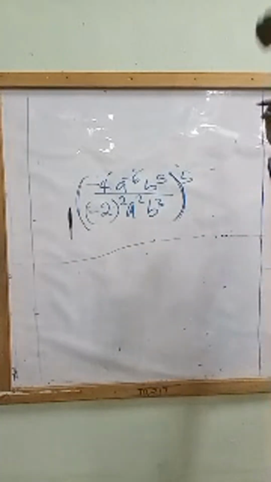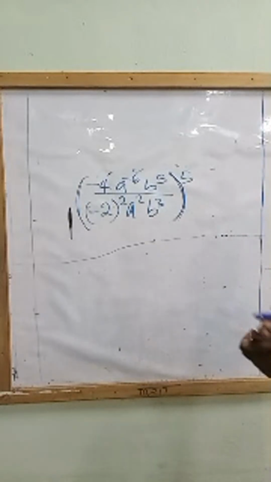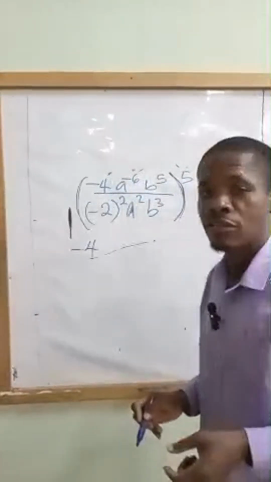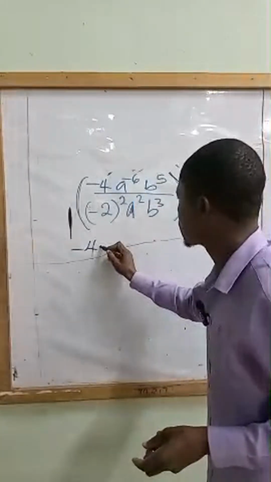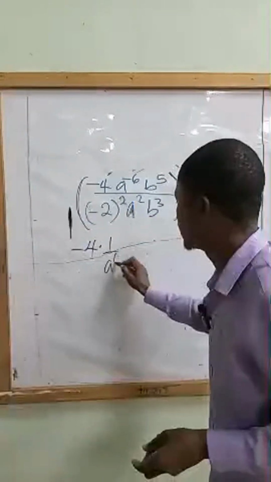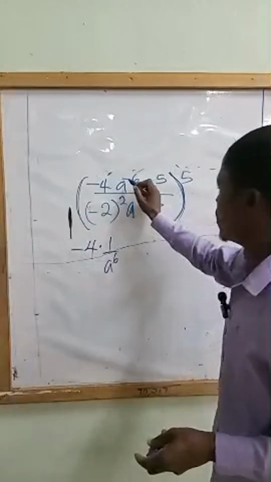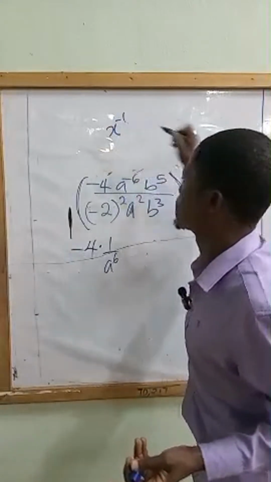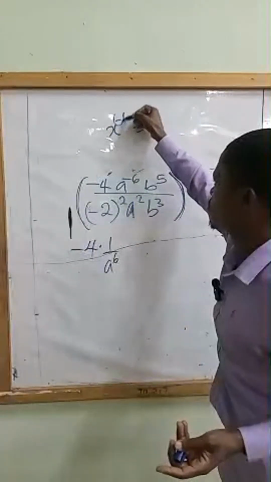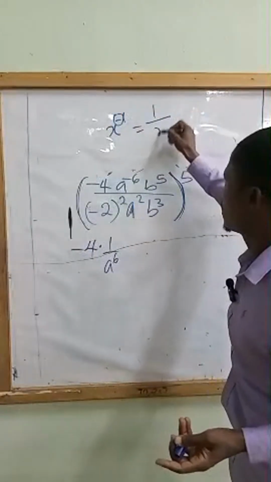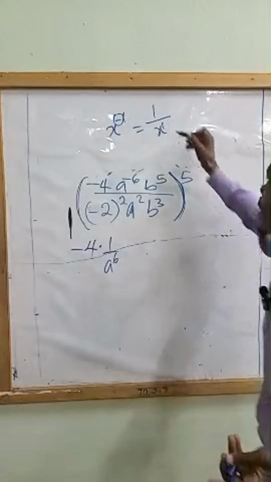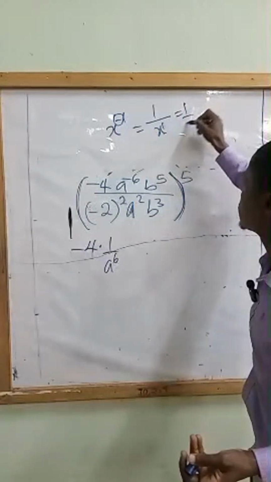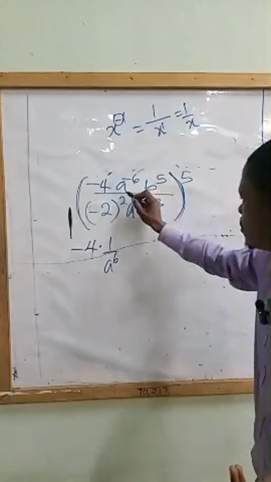We have, in this case, minus 4 times 1 over 8 to the power 6. Because don't forget, one of the rules of indices is if you have a minus power, it is 1 over x to the power 1. And anything to the power 1 is that number. And that's 1 over x. So that is what I apply here.